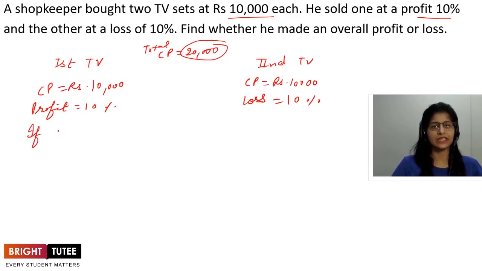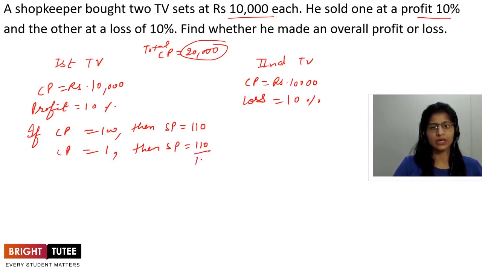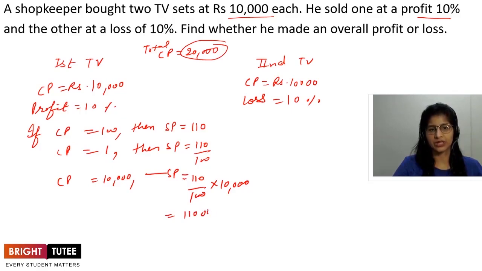Another method is, if we see cost price is 100, okay, then profit is 10%, so selling price will be how much? 10% of 100 is 10 only. So selling price will be 110. If cost price is rupees 1, then selling price is 110 upon 100, right? If cost price is how much? Here, just see, 10,000. So if cost price is 10,000, then SP is equal to 110 upon 100 into 10,000. So cancelling the zeros, we have 11,000.